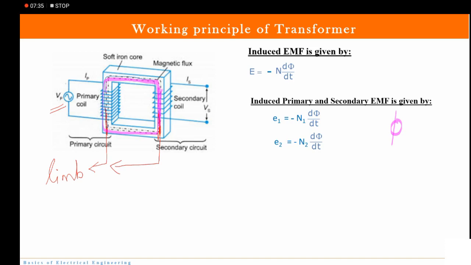Fine. So when I say E1, it means the induced primary EMF. It is equal to minus N1. Now what is N1? Number of turns in the primary coil multiplied by d phi by dt. Similarly, E2, induced voltage in the secondary coil, which is equal to minus N2, which is the number of turns in the secondary coil multiplied by d phi by dt.